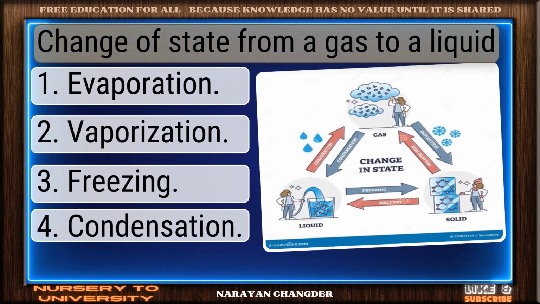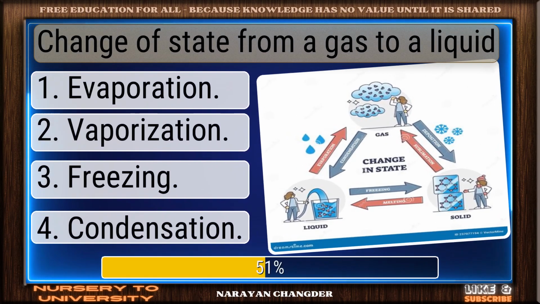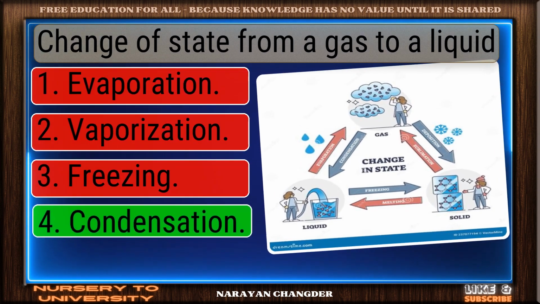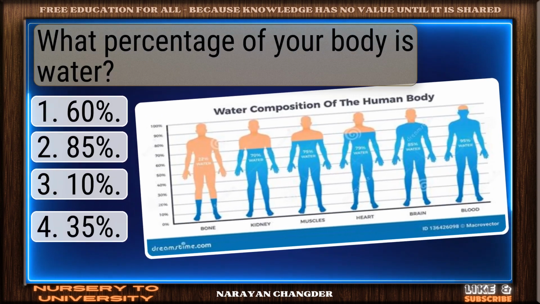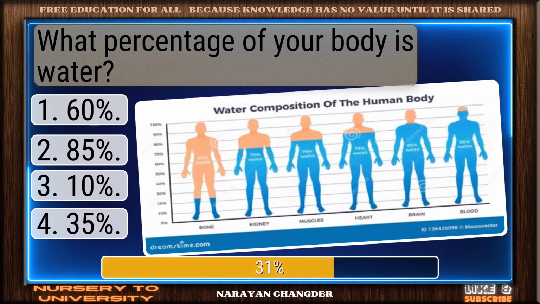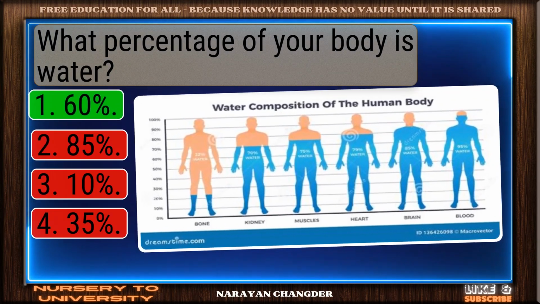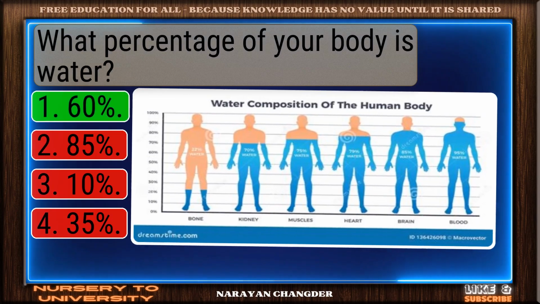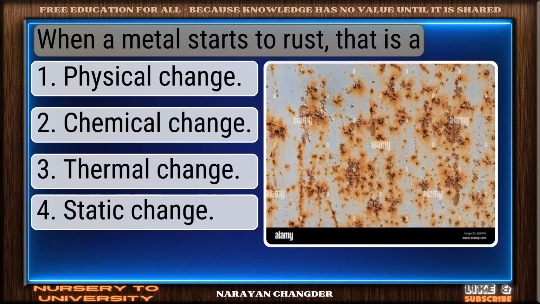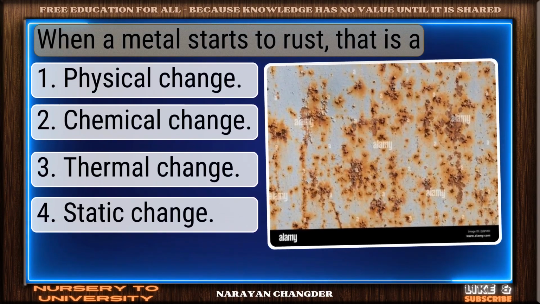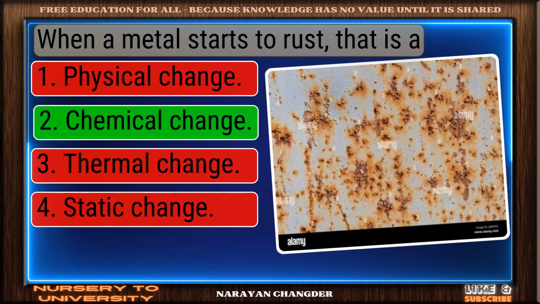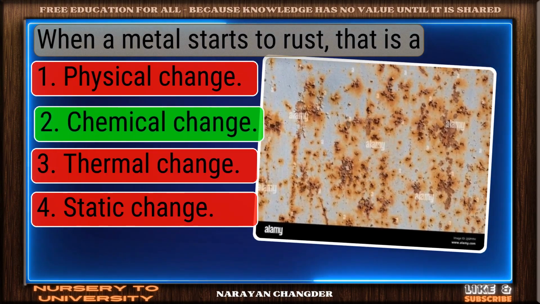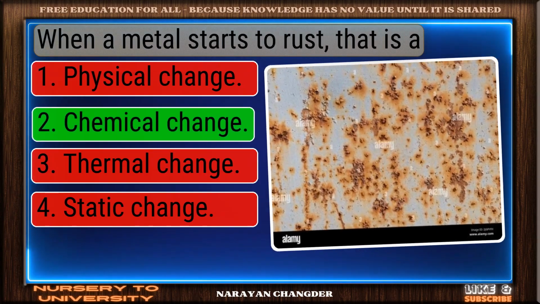Change of state from a gas to a liquid. Sharp thinking. Condensation is the right choice. What percentage of your body is water? Nice selection. 60% is the correct and valid answer. When a metal starts to rust, that is a solid response. Chemical change is a valid choice.